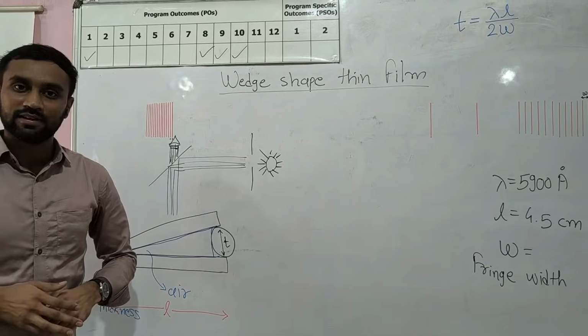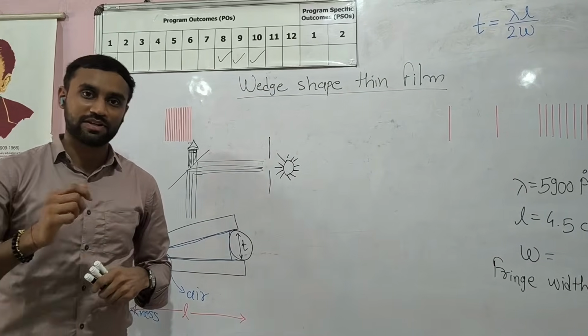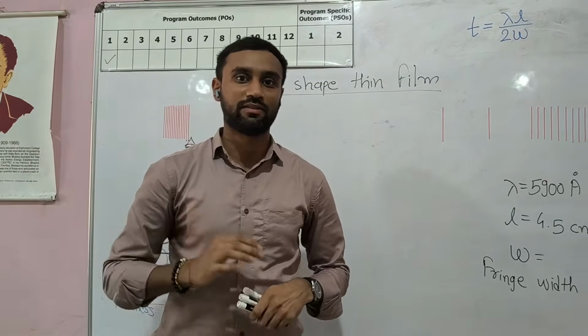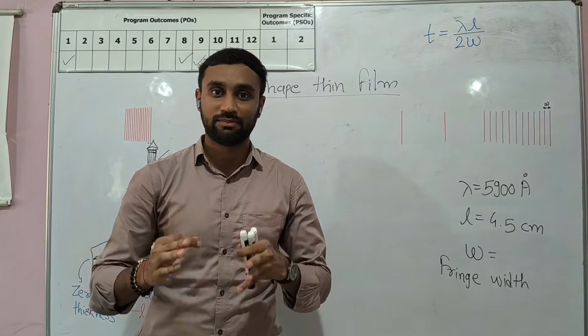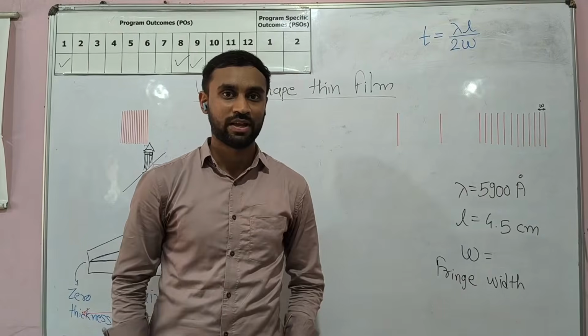In our case, the telescope which we have is a special kind of telescope. It is called a travelling microscope. As the name suggests, it's a kind of microscope which can travel.